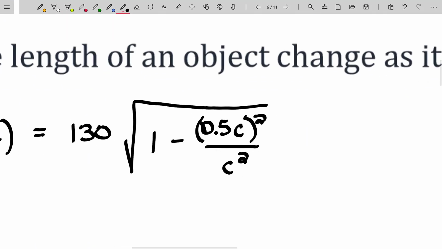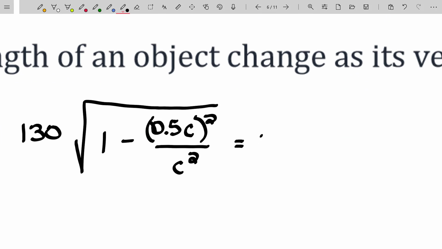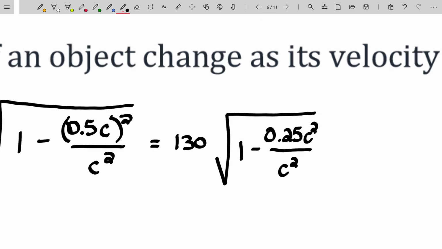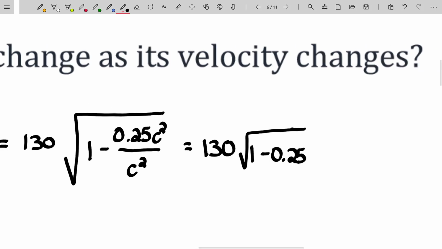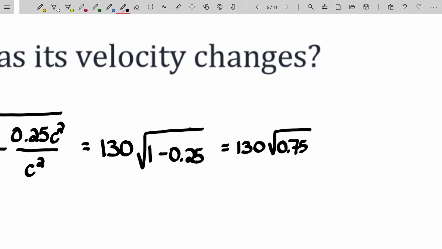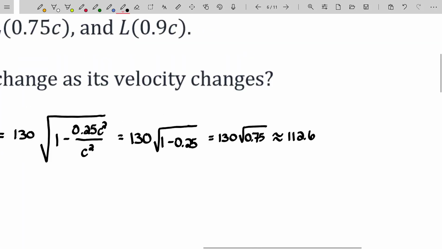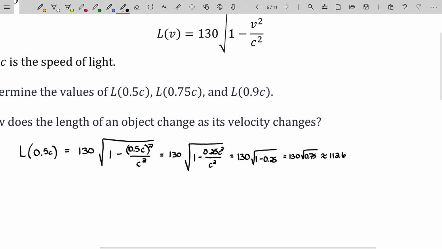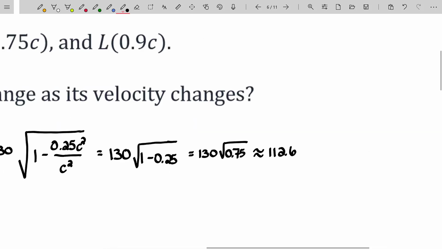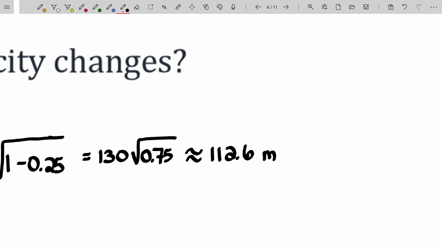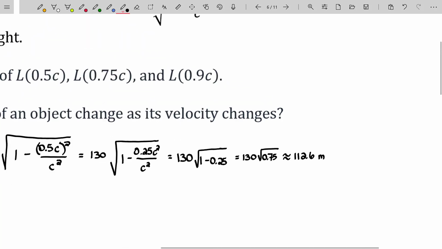So there we go. I plugged in 0.5c. Now I'm going to go ahead and clean up, do some arithmetic here. Notice that the c squareds cancel. And this becomes 130 times the square root of 0.75. Now, because this is an application, it is kind of implied that you can use a calculator here. This is going to be roughly 112.6. And let's remember what this value represents. It represents the length of the object. So this is 112.6 meters, because that's what the original object was measured in, meters.